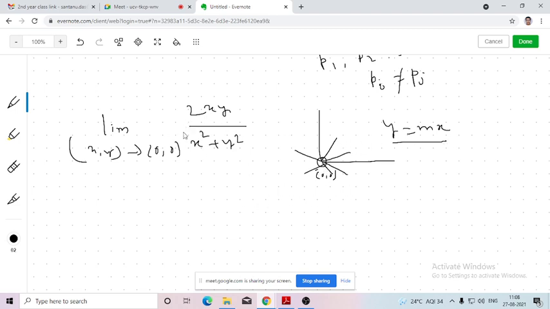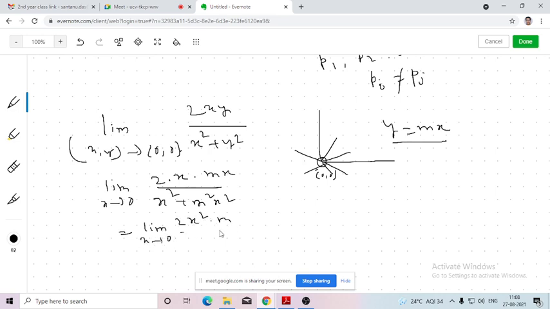So if I put it here, then x and y will be dependent on each other. So either x will be replaced by y or y will be replaced by x. So if I replace y by mx, it will be dependent on x only. So this will be 2x into mx by x square plus m square x square. So this will be limit x tends to 0 of x square m. Okay. So here since x tends to 0, x is not equal to 0. So we can eliminate x square from numerator and denominator, and the limiting value will be 2m by 1 plus m square.